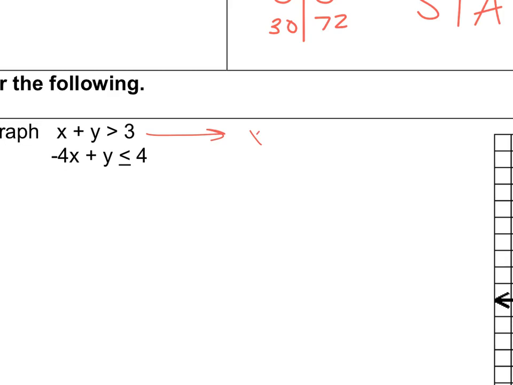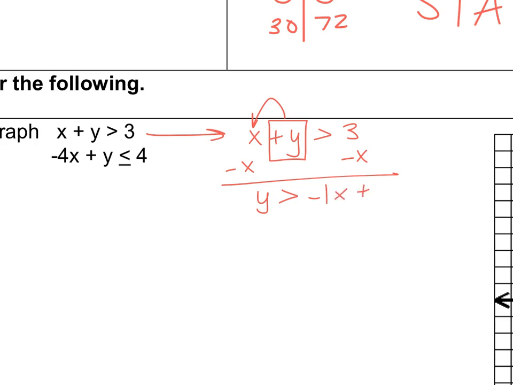I'm going to pull this over, say this is x plus y is greater than 3. I want it slope-intercept form, so I want y to be isolated. So that means I got to deal with that x and subtract x on both sides. So then I get y is greater than negative 1x plus 3. That gives me my slope and my y-intercept, but I got to talk about that sign. So I'm going to test a point to make sure I know which way to shade.